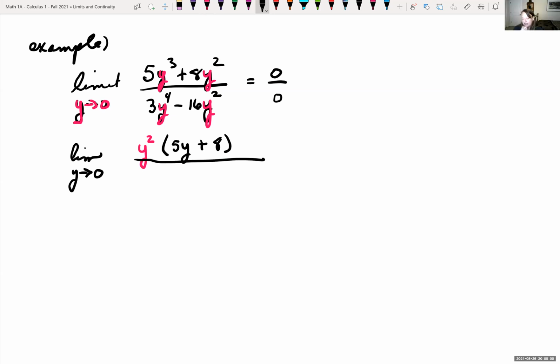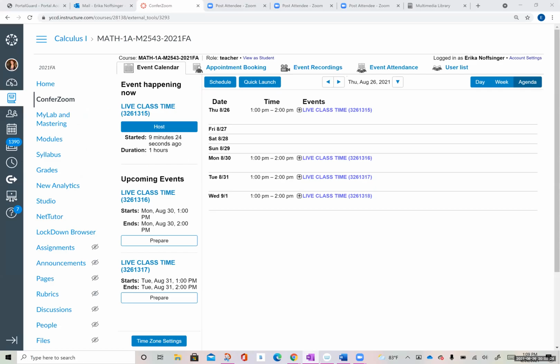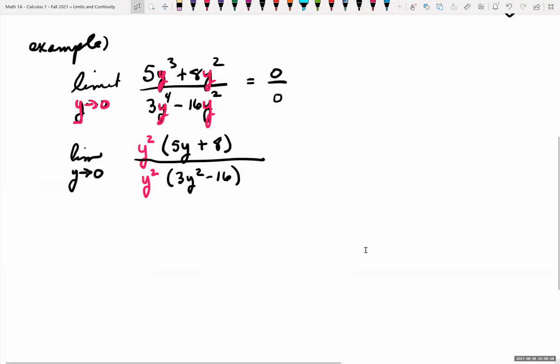And then in the denominator, we have 3y to the 4th minus 16y squared. So they also have y squared in common. If we pull that out, we get 3y squared minus 16. So notice we both have a y squared in common, and so those cancel out.